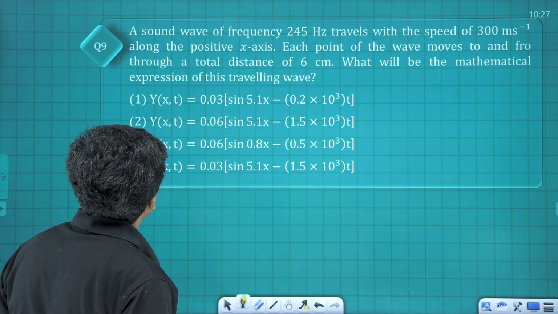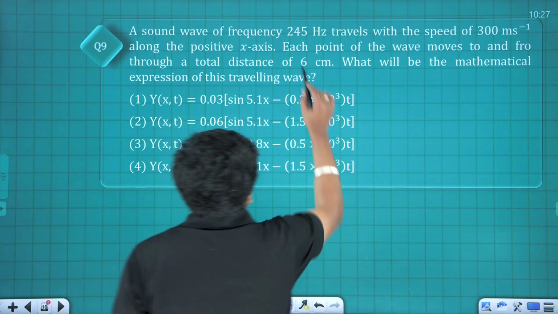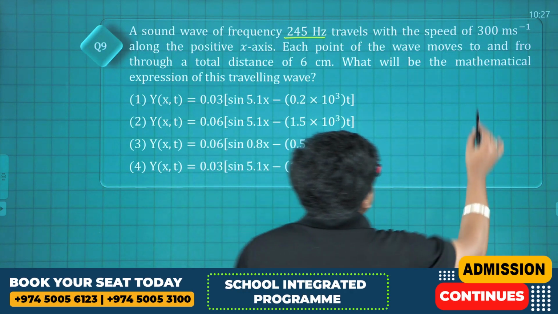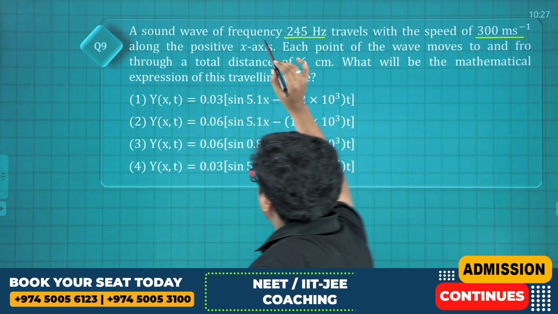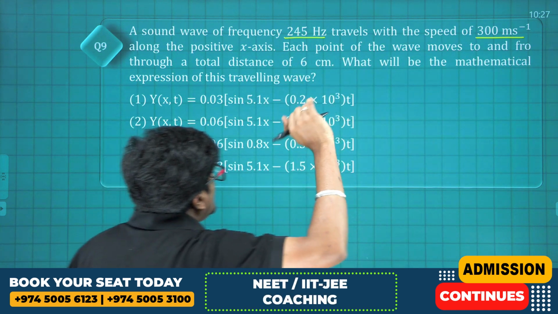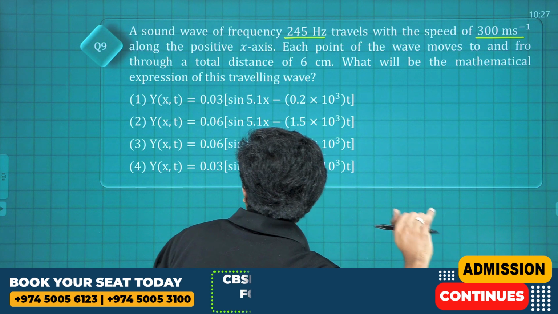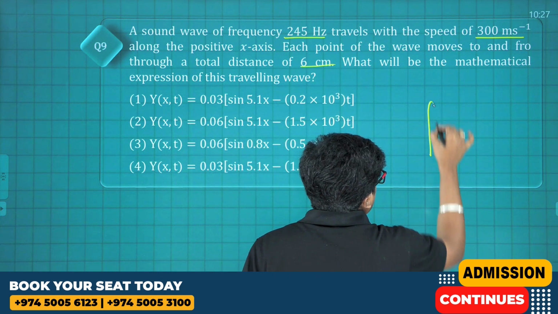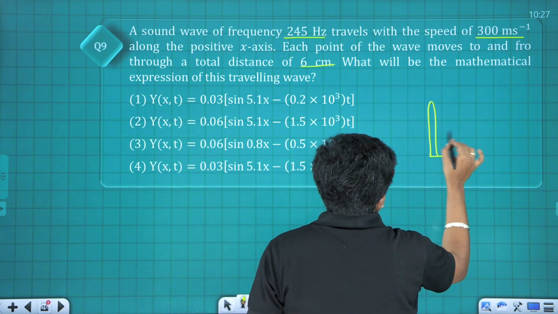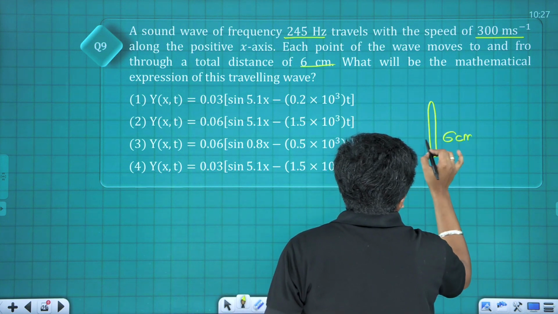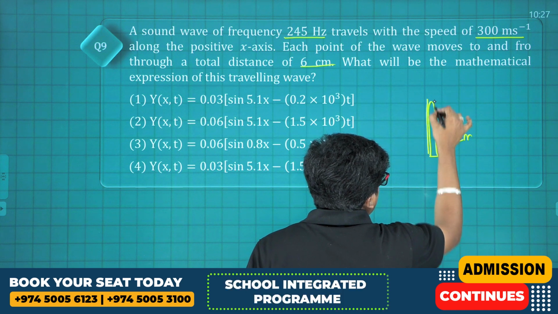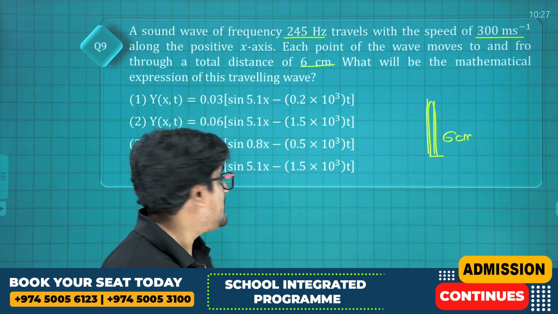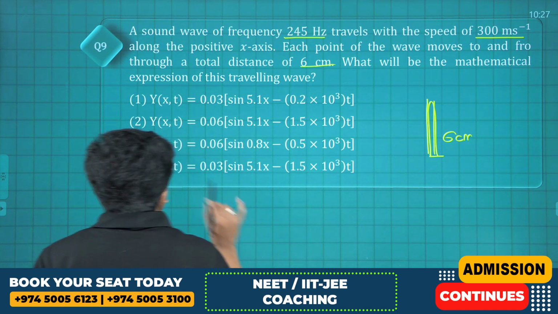Question number 9 says, a sound wave of frequency 245 Hz travels with a speed of 300 meter per second along the positive x-axis. Each point of the wave moves to and fro through a total distance of 6 centimeter. To and fro through a distance of how much? 6 centimeter. So upward it needs to be 3, and in the downward direction it needs to be 3. Then only it's going to be 6 centimeter. That means the amplitude is 3.